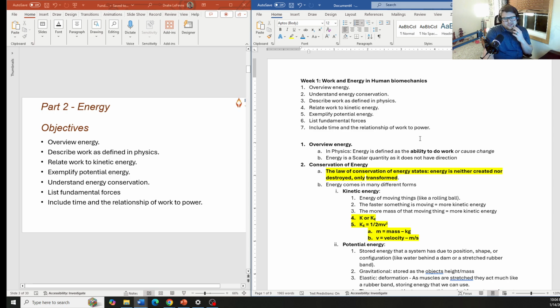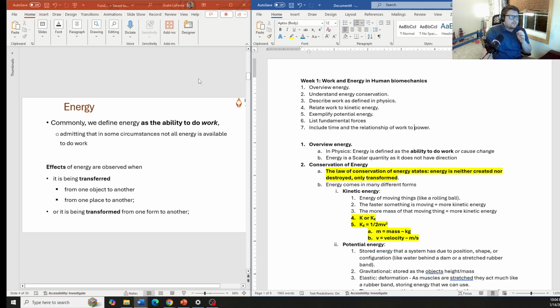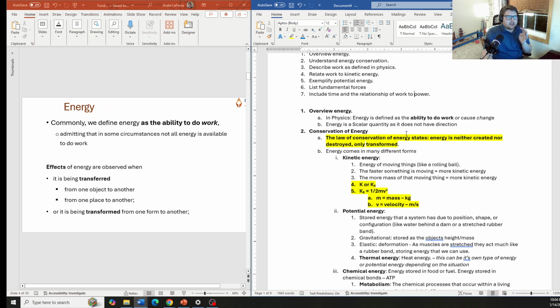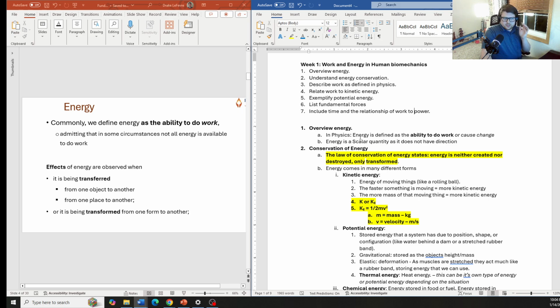There is a good amount of what I would say equations and math in this chunk of material. I'm going to do my best to go through all of them, make sure that we understand what's going on, as well as how we get to where we are.